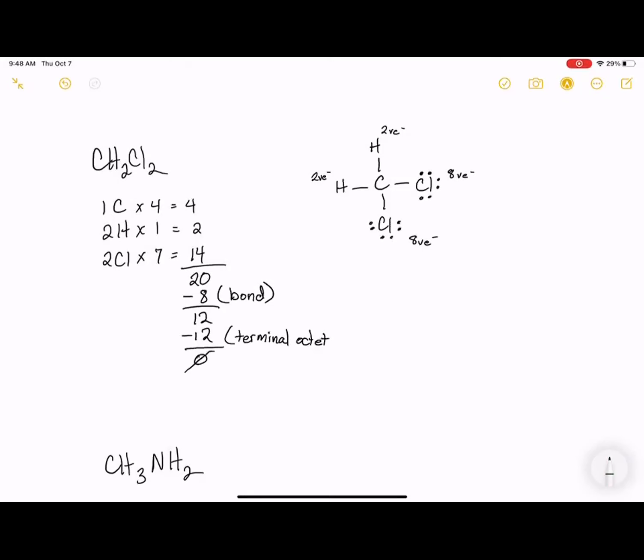And we hit 0. Anytime you hit 0, you see, does everybody have an octet? Well, we've already decided hydrogen and chlorine do. The question is, does carbon? And the answer is yes. Carbon does have an octet because it has 8 valence electrons, because there are 2 electrons in each of those bonds that it shares. There's 4 bonds, 4 times 2 is 8. So yes, this is the structure for dichloromethane.